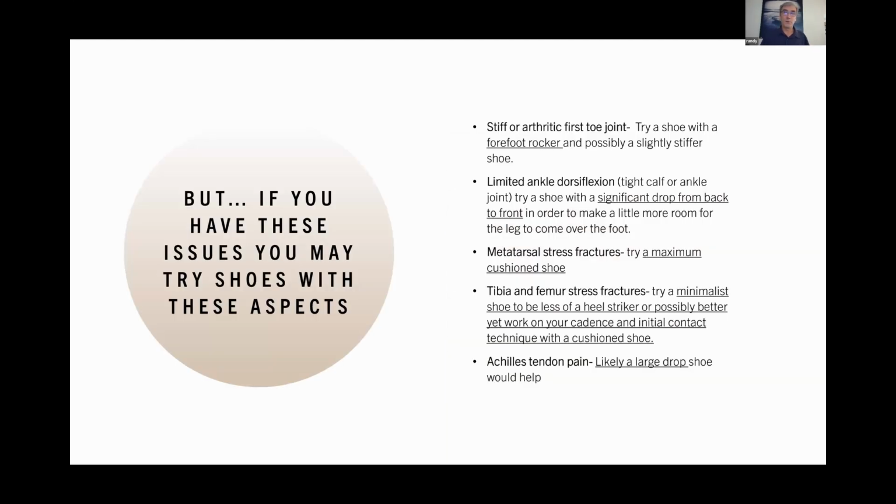So that's kind of an oversimplification, getting a comfortable shoe, but there are a lot of different shoe types to try to find out which is comfortable. So maybe you could have found a more comfortable one. So what you could look at if you have certain problems, you might try a certain type of shoe. For example, if you have a stiff or an arthritic first toe joint or a bunion, you might try a shoe with a significant forefoot rocker where the front of the foot rocks upwards, which I'll show in a minute here. And you might also want a little stiffer shoe.